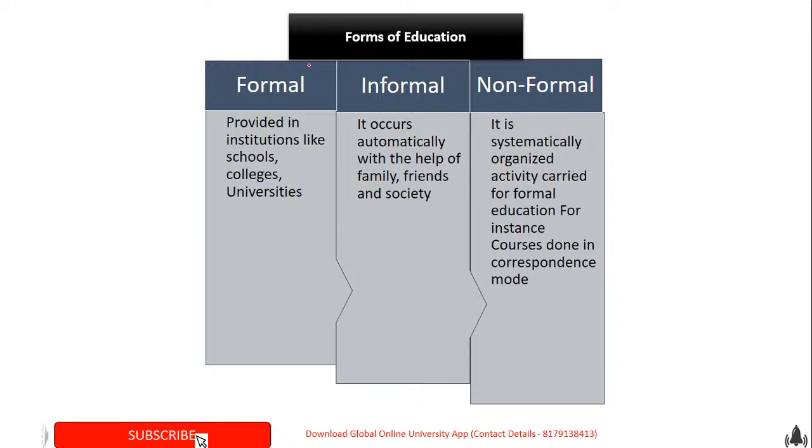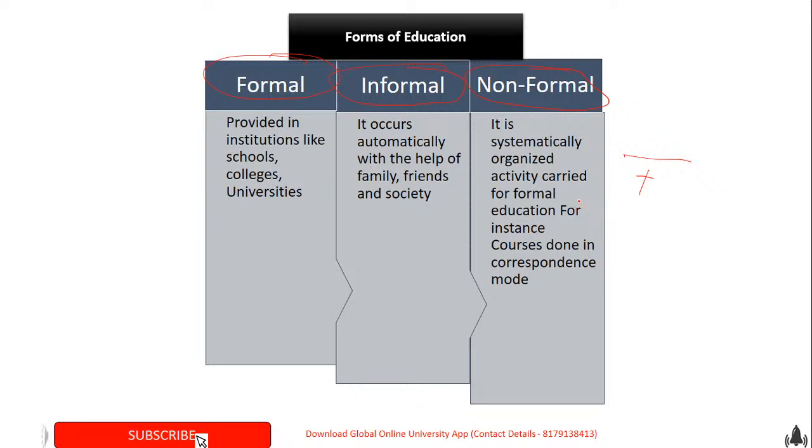There are three forms of education, that is formal, informal and non-formal. Formal education is provided by schools, colleges and universities. Informal education happens automatically, over time, with the help of family, friends, peer group and society. Non-formal education is a systematically organized activity, for example courses taken through correspondence mode, where you can continue with your employment and also get yourself educated.